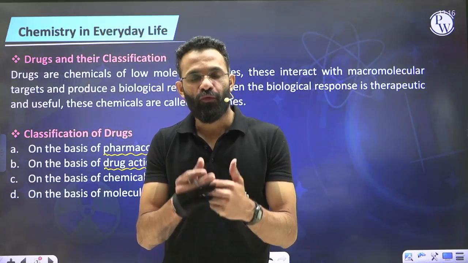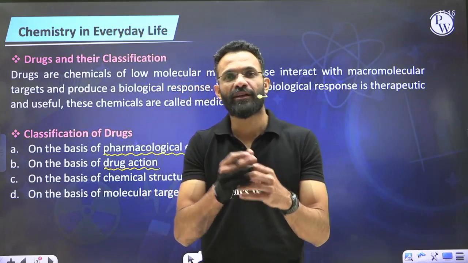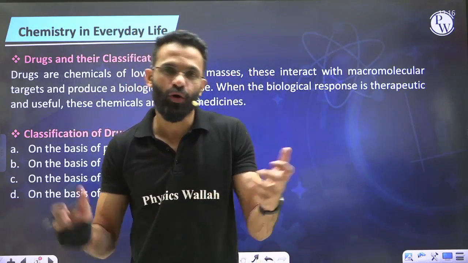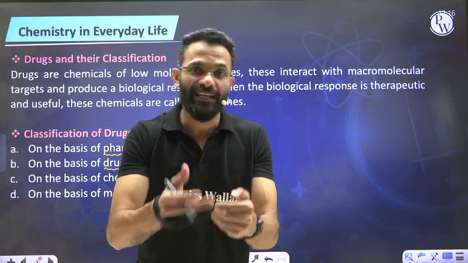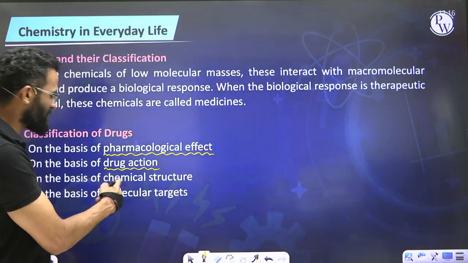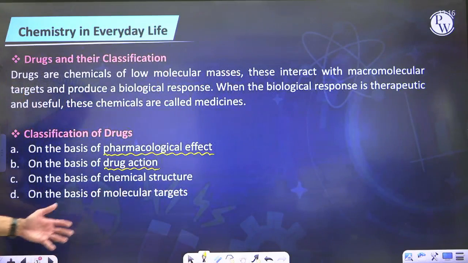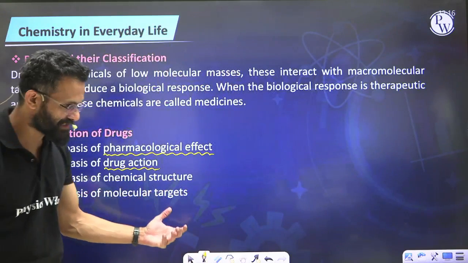So when you classify particular drugs on the basis of the structural similarity in them, all those drugs will be said to be classified on the basis of their chemical structures. And finally, on the basis of molecular targets.